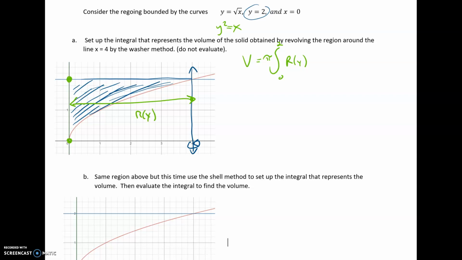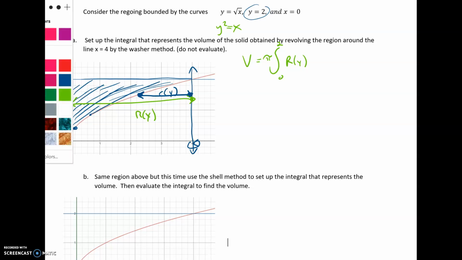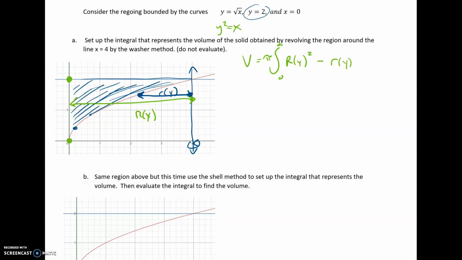And then little r, the inner region or the hole of your washer, is represented by the distance from here to here. That's your little radius as you rotate that around. Of course, that depends on where you are on the curve, but I'm just drawing one instance of it. So that's little r as a function of y. When I go to do my formula, I'll have the outer radius squared minus the inner, and that'll give me my volume.